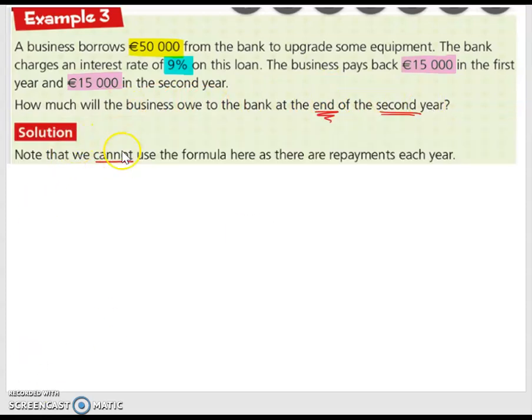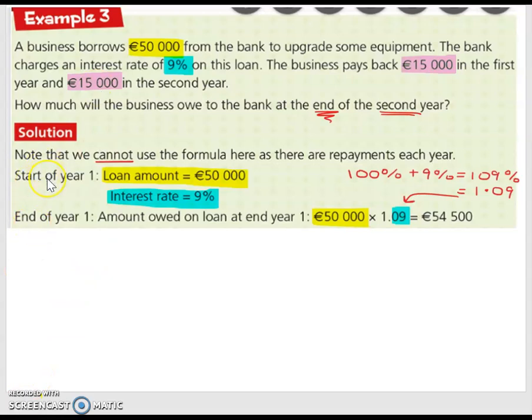So in this question, we cannot use the formula because there are repayments made. Because they're paying back €15,000 in the first year and €15,000 in the second year, we cannot use the formula. So we're going to have to do it the long way like we did in the very first example. At the start of year 1, the loan amount is €50,000 and the interest rate is 9%. Now, 100% plus 9% is 109%. To change 109% into a decimal, we divide by 100. 109 divided by 100 is 1.09. So this is going to be our multiplier, 1.09.